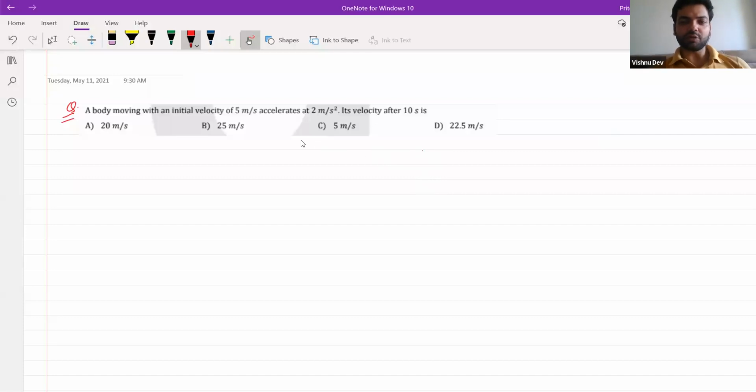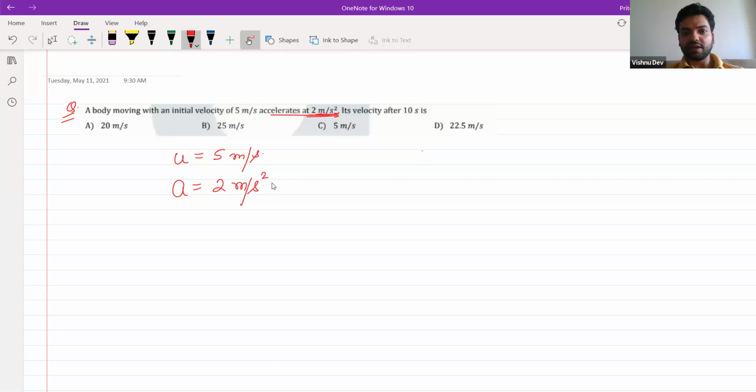Okay, let us see what all things we have here. A body moving with an initial velocity of 5. That means it's very clear that u is 5 meter per second and accelerates at 2 meter per second square. That means this is acceleration. Its velocity after 10 seconds. So time given is 10 seconds and you have to find v after 10 seconds.